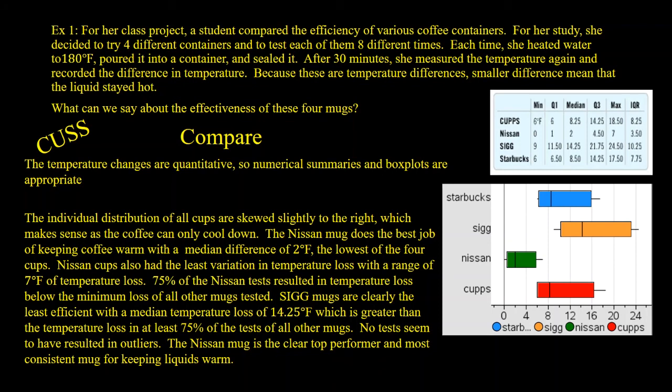So we can compare everything, but if we don't state which one does the best job, we haven't really answered the question. So the final sentence: the Nissan mug is the clear top performer and most consistent mug. That tells us that's probably the one we wanted to look at. Okay, if we're looking to buy a mug, we probably want to buy that Nissan mug.